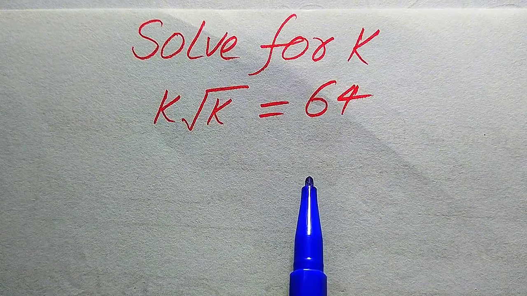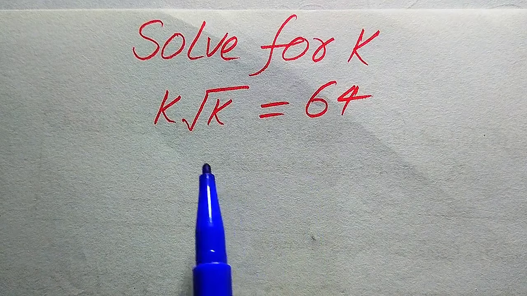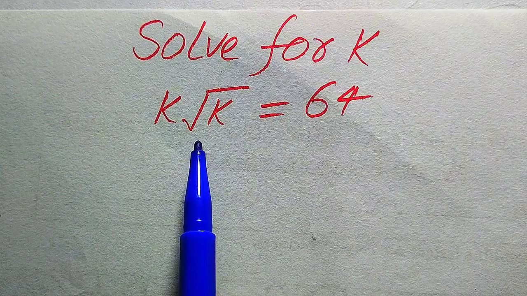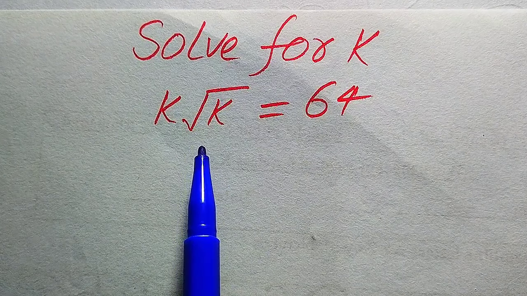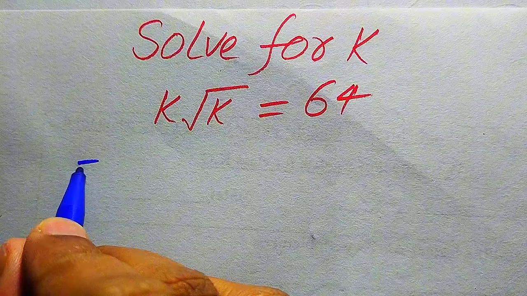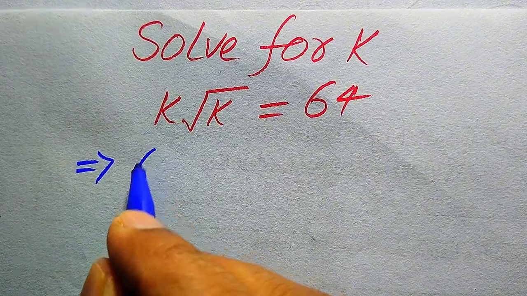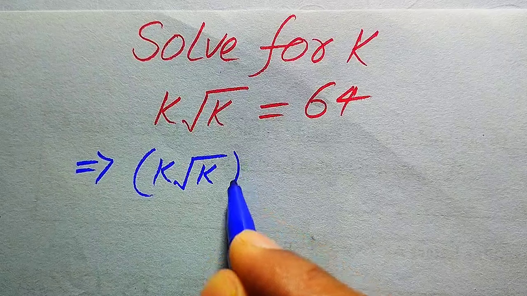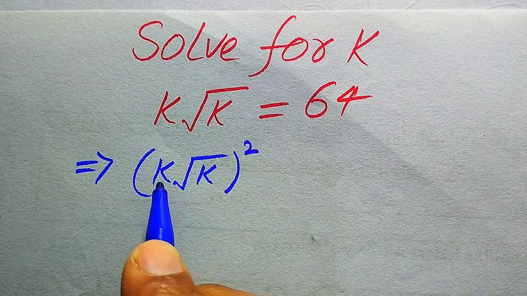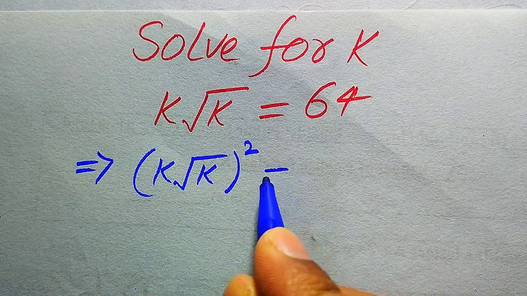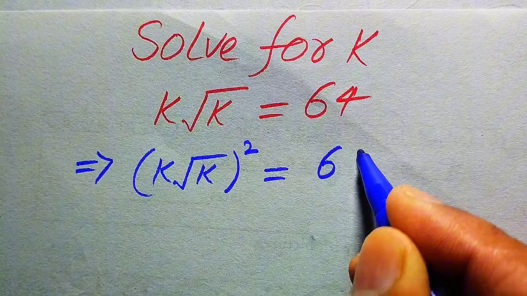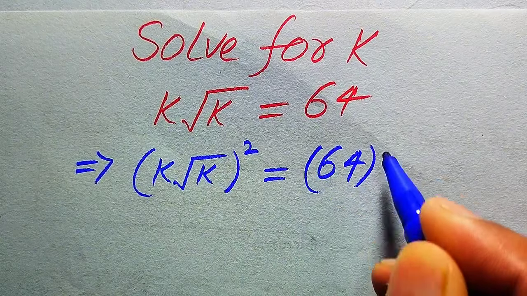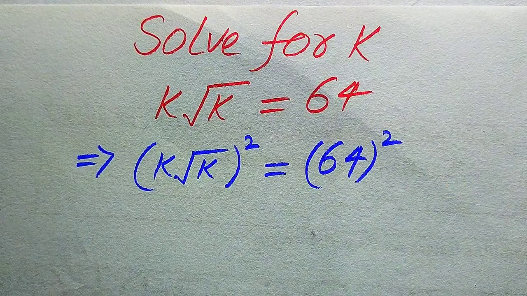So here first we need to remove this square root sign from the left hand side, and for this we need to take a square on both sides. When we take the square on both sides, it will be written in this form: k times the square root of k, and its whole square, is equal to 64 and its whole square.